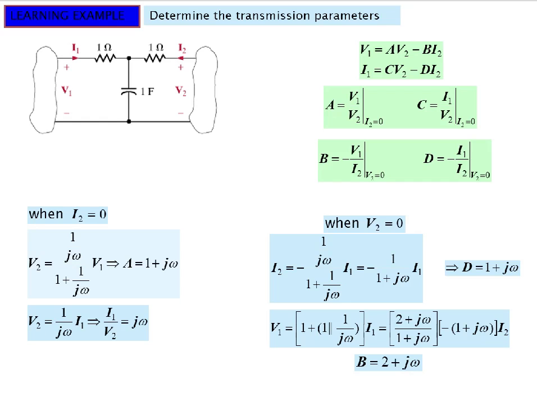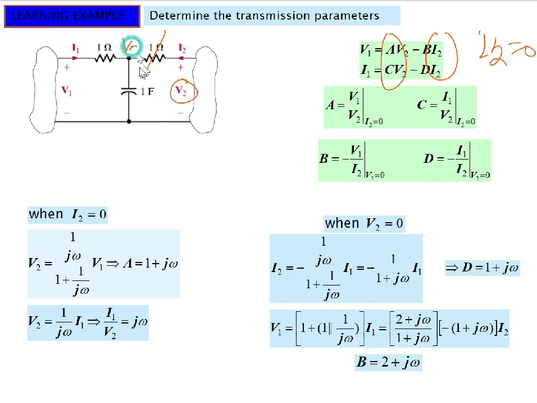So for the first A and C, for A and C, we make I2 equal to 0. So this is our A and C. So I2 should be 0 for calculating these things. So if we make I2 0, there will be no voltage drop across this. And if we are finding V1, we can find it from the relation with V2.